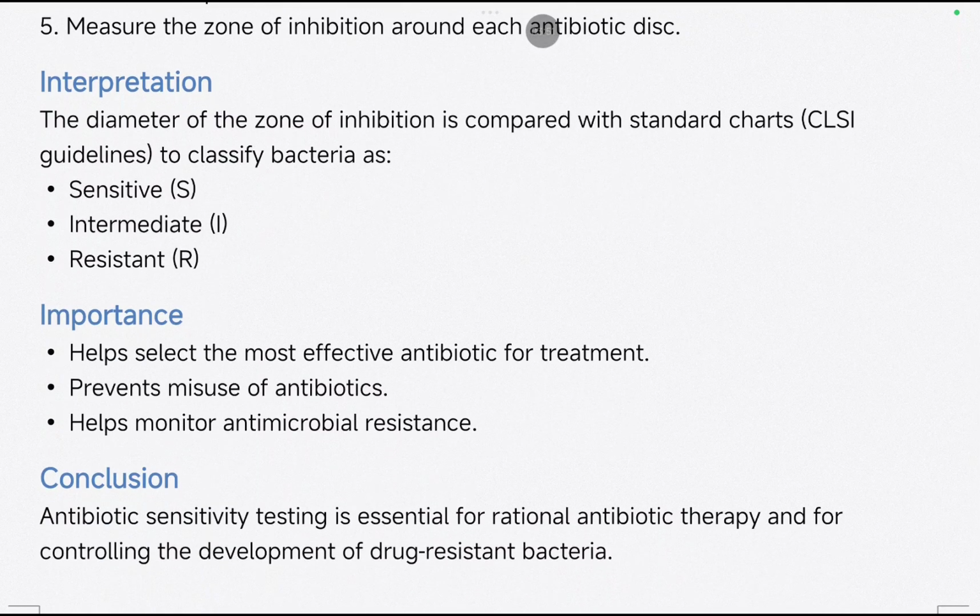Now here are some technical points also. The diameter of the zone of inhibition is compared with standard charts, CLSI guidelines, to classify bacteria as sensitive, intermediate, or resistant. If there is a bigger zone of inhibition, it means the bacteria is sensitive. If there is a lesser zone of inhibition, but it is there, we will classify it as intermediate. And if there is no zone of inhibition and the bacteria keeps on growing, we will put it into resistant.